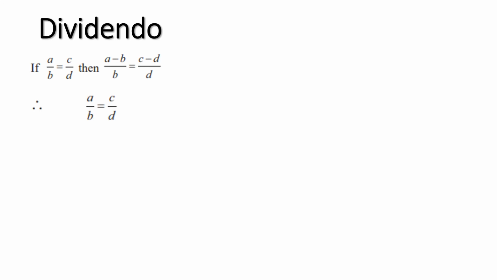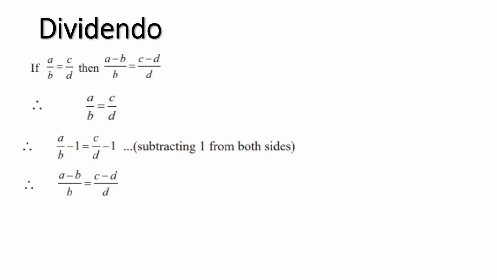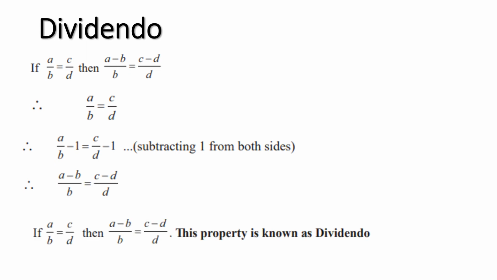So let us start. a/b = c/d is given. Subtract 1 from both the sides. Take LCM, you will get (a − b)/b = (c − d)/d. So, if a/b = c/d, then (a − b)/b = (c − d)/d. This property is known as dividendo.